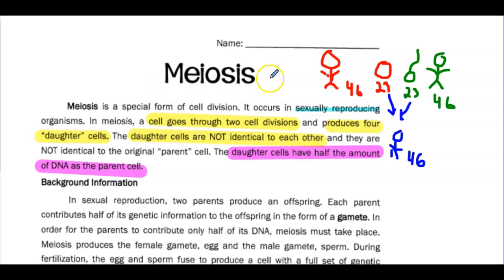Okay, so we want to look at the steps of this, and then the next thing we'll look at is genetics. How do these things work together? If mom has blue eyes and dad has brown eyes, what color eyes will the baby have?